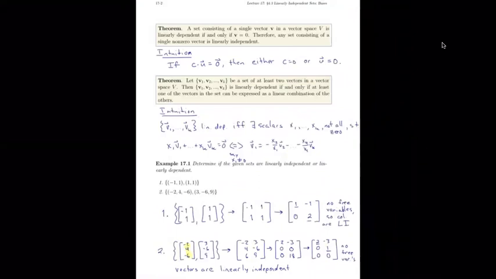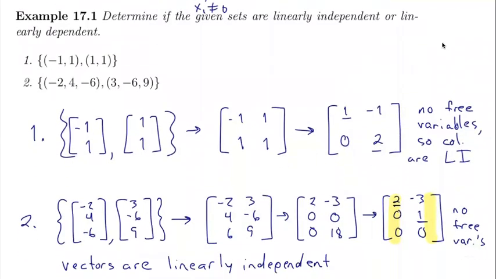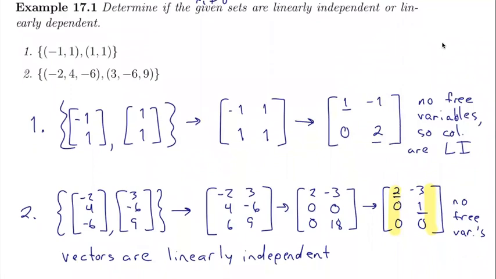Okay, we do the same for the second set, and through row reduction we arrive at this row echelon form here. Now this one, again, don't let the row of zeros bother you, right? We have a leading entry in each column. We have no free variables still. We have no non-trivial solutions to the homogeneous system, right?